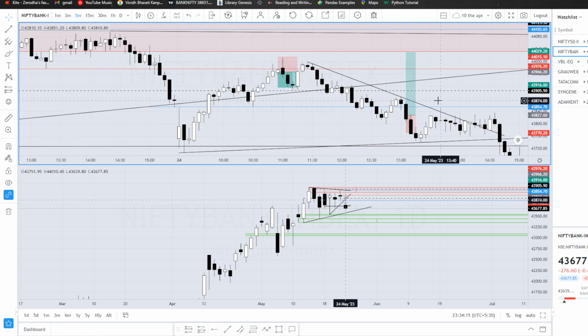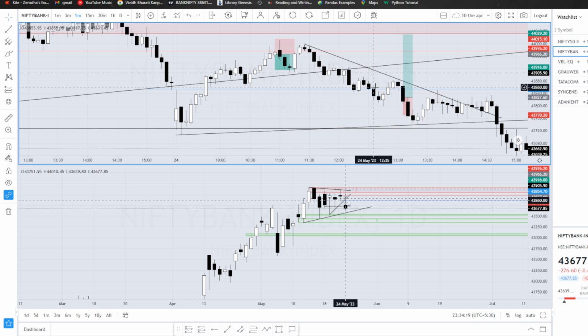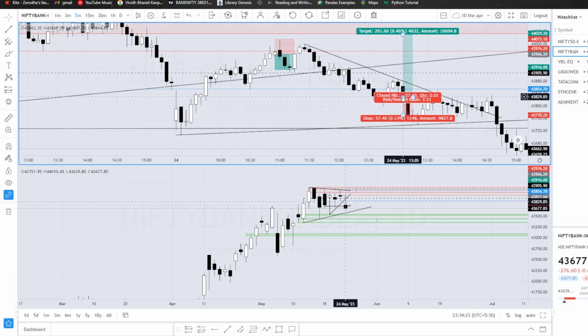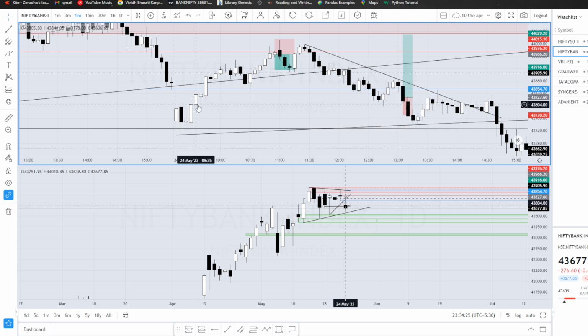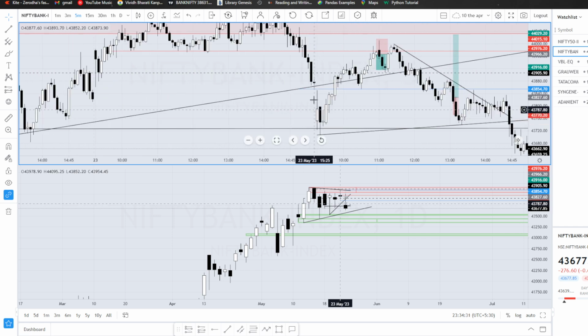Then again, I took one entry. This was my fourth trade. I took this entry over here. Why? Because I was expecting that this was a supply zone, today's supply zone, because the market opened and then it shot up from here. So this should be respected over here.